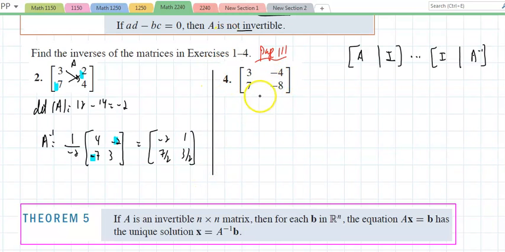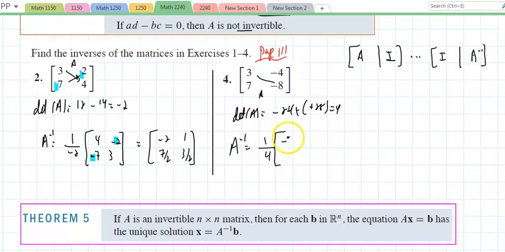And if I wanted to do it here, again, if I call this A, I'll find the determinant of A, and that will be negative 24 minus a negative 28. So that's a positive, that's a 4. So the inverse of A would be 1 over 4 times, you switch the diagonal entries and you multiply the non-diagonal by a negative. That makes this a negative 2, a 1, a negative 7/4, and a 3/4.